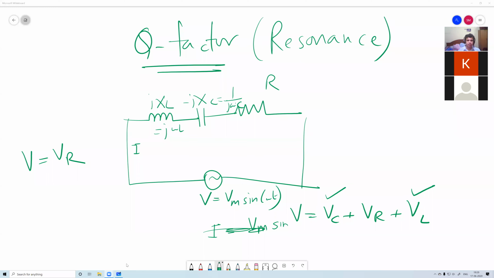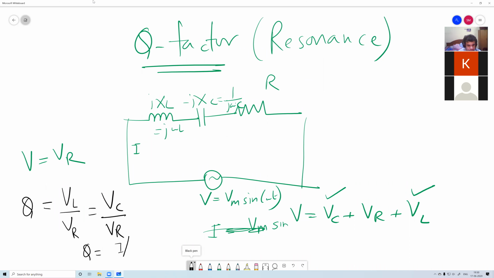Yes. So Q factor is defined in this way. Q is equal to VL by VR is equal to VC by VR. The magnitudes of them are the same, so they can be written both ways. It is the ratio of the voltage across the inductor to the voltage across the resistor, or the voltage across the capacitor to the voltage across the resistor. So this can be written as Q is equal to VL by VR.